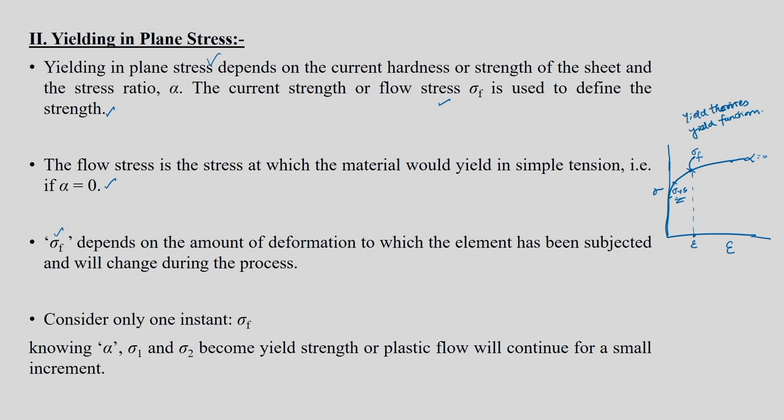Now, sigma f depends on the amount of deformation to which the element has been subjected, and it will change during the process. The amount of deformation means strain. So here you have one strain that is reached, and after that you have another strain with a different sigma f. So continuously sigma f is going to change depending on the amount of deformation in that process. Let us consider only one instant, sigma f. Knowing alpha, you need to be able to find out what sigma 1 and sigma 2 are to reach that particular sigma f. That is the question now. By knowing alpha and sigma f, can we find out the sigma 1, sigma 2 which cause that particular deformation? Or whether that sigma f is actually the yield strength or not, or whether plastic flow will continue for a small deformation or not, can be found out.